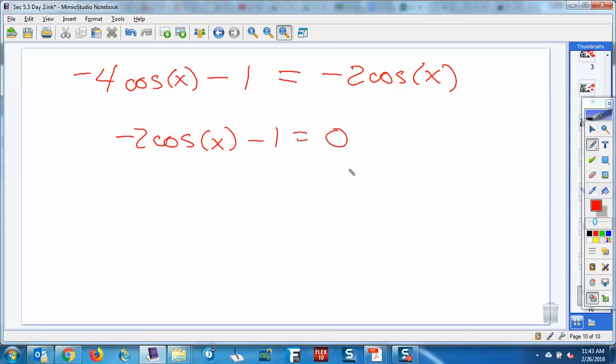Solve, let's do 0 to 2 pi. Let's do them between 0 and 2 pi. Solve it between 0 and 2 pi.